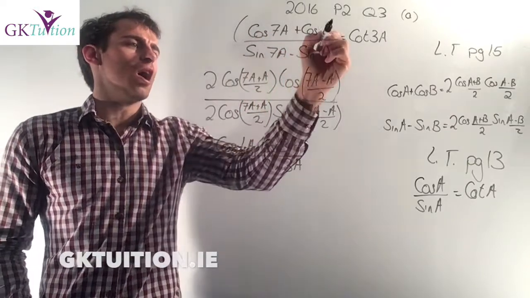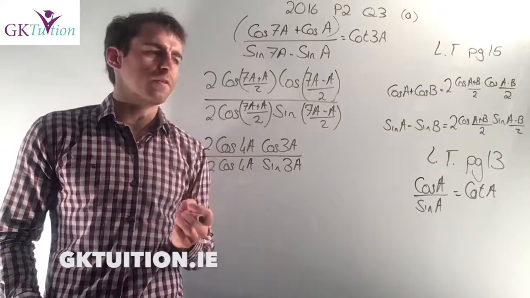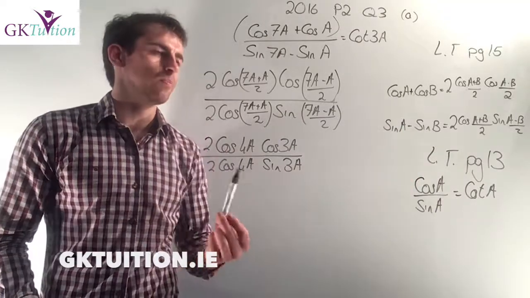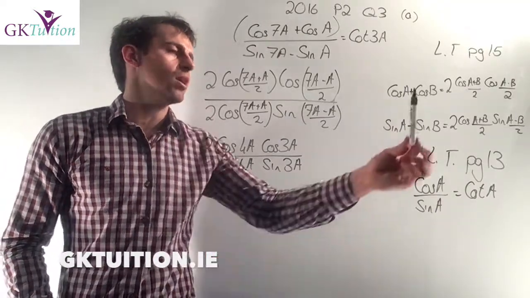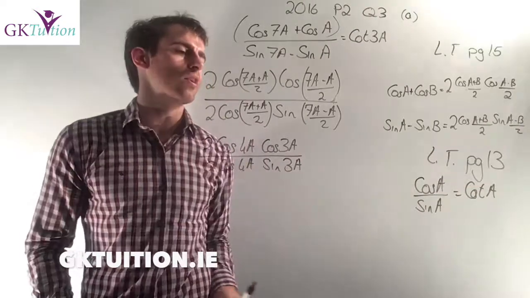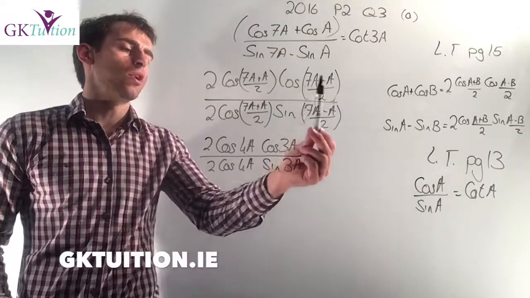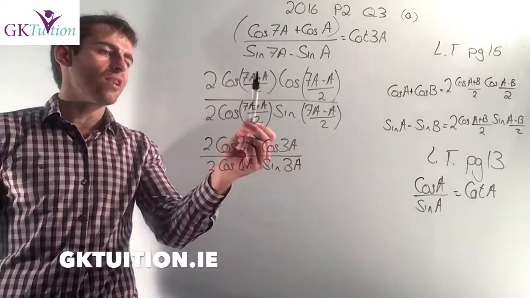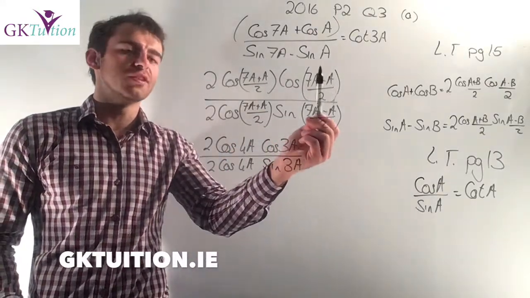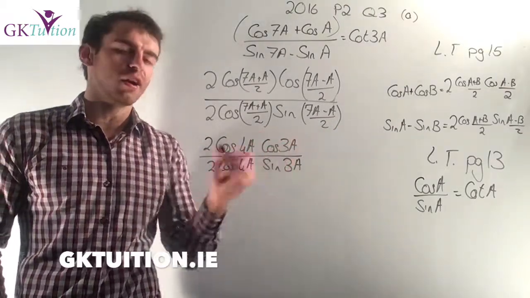In order to solve the top of my fraction, I have cos 7a plus cos a. You should recognize on page 15 in your log tables that in order to simplify this, I can use the formula for cos A plus cos B. So the cos of an angle plus the cos of another angle is 2 times cos of, you add the two angles together and divide by 2, times cos of, you subtract the two angles and divide by 2. Which means 7a plus a is 8a, 8a divided by 2 is 4a. 7a minus a is 6a, divided by 2 is 3a. So my top line just becomes 2 cos 4a cos 3a.